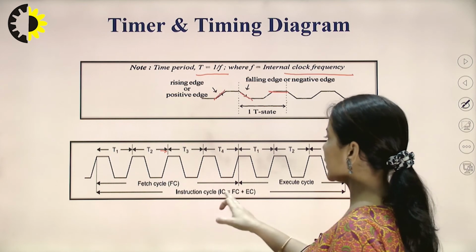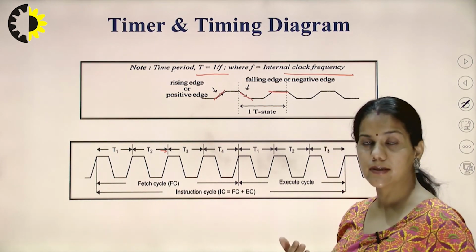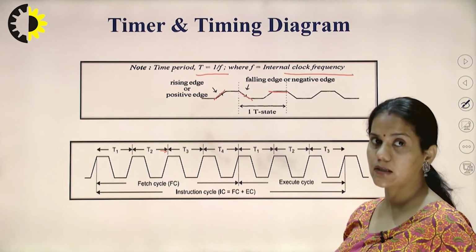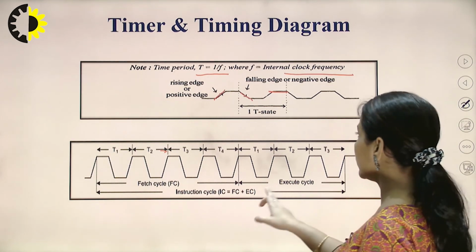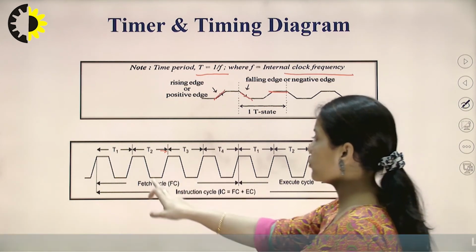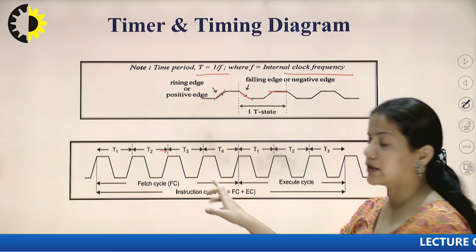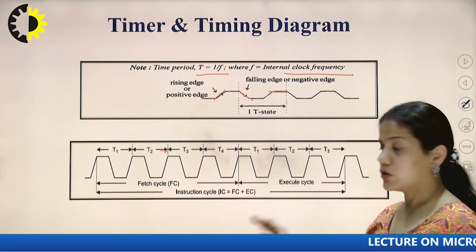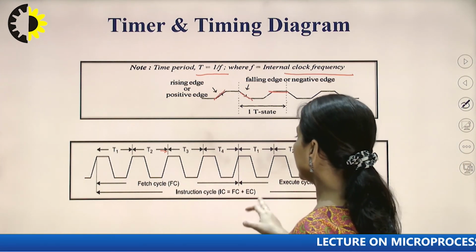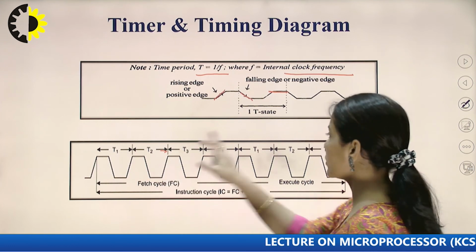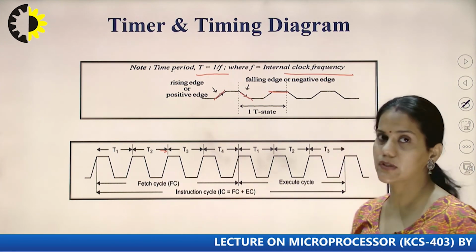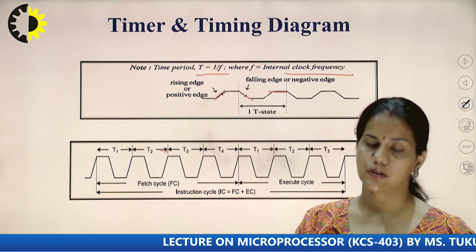As I have already discussed, instruction cycle is fetch cycle plus execute cycle. So 3 states are for execute cycle and 4 states are for fetch cycle in a particular instruction. In this way, the instruction cycle in total means these 4 states and these 3 states. Total 7 states are taken by the instruction cycle.